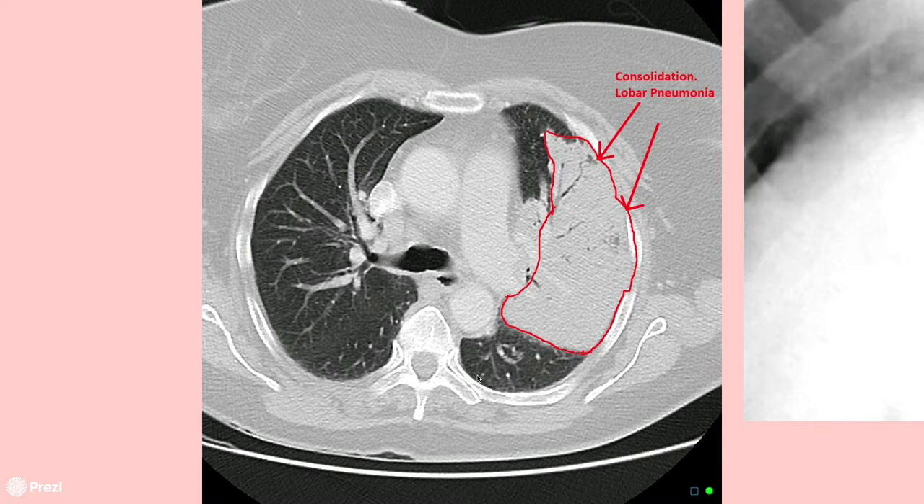Right or is it left? Okay, he's right. I cannot lie to you. That's a heart. It's not very well visible. Here are the vertebrae. You are looking at the patient from the feet. That's why this is the right side, this is the left side. And you can see the consolidation, classifying it as lobar.